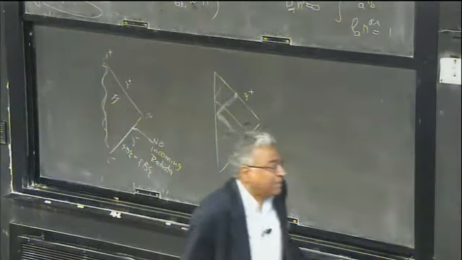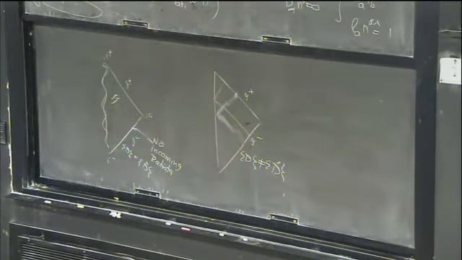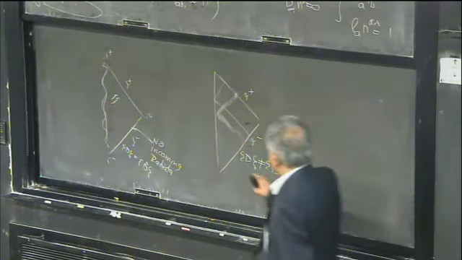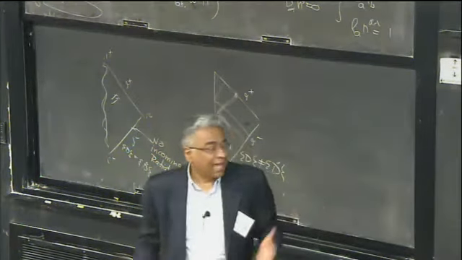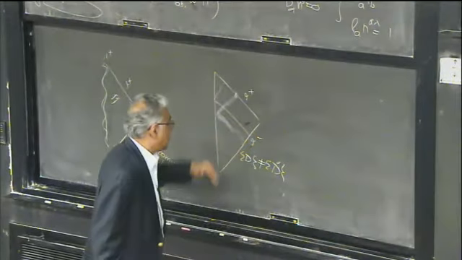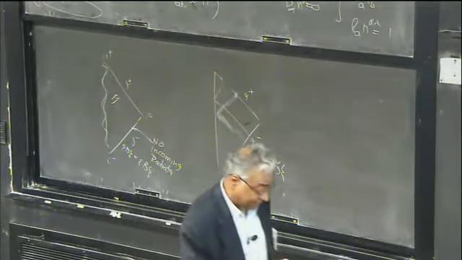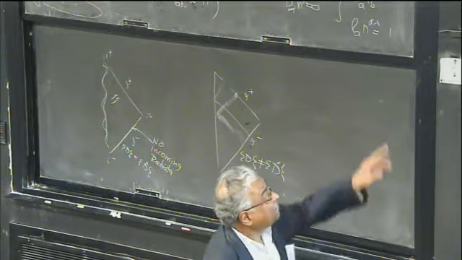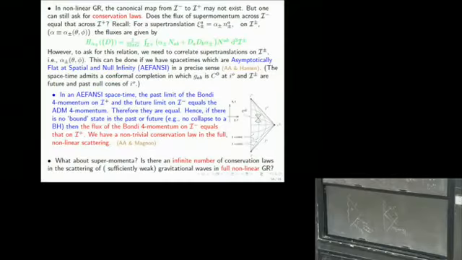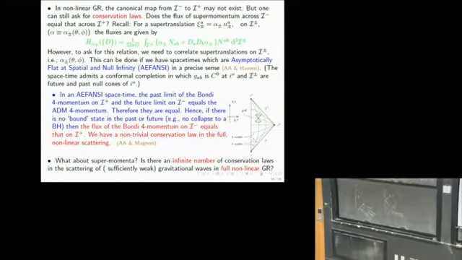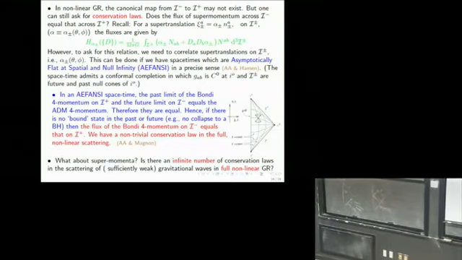And that is not a very profound fact. That just happens because the S matrix is trivial. Once you formulate the problem, you see that the S matrix is the identity, and therefore all the conserved quantities here will be the same as the conserved quantities there. But in nonlinear general relativity, the canonical map from Scri- to Scri+ may not exist, because you may not have these geodesics giving us a nice correspondence between them.